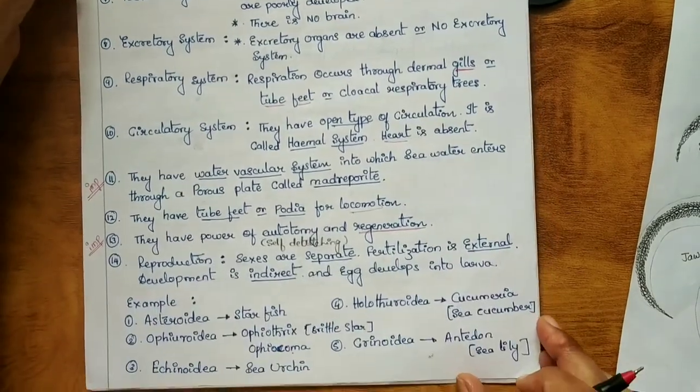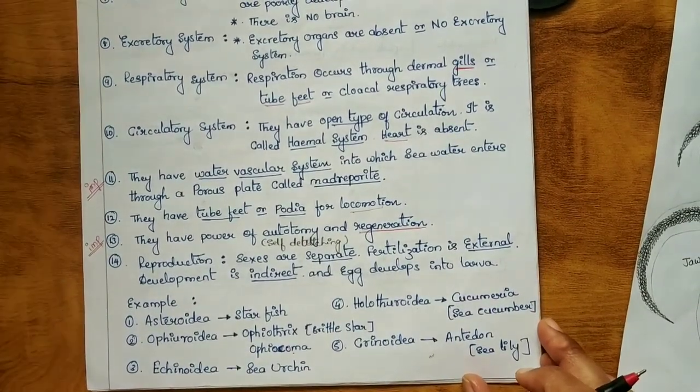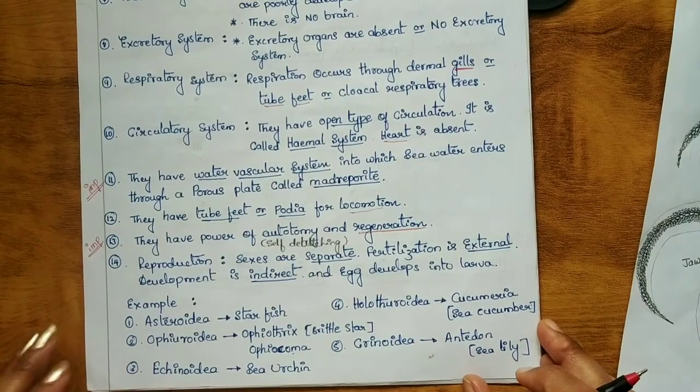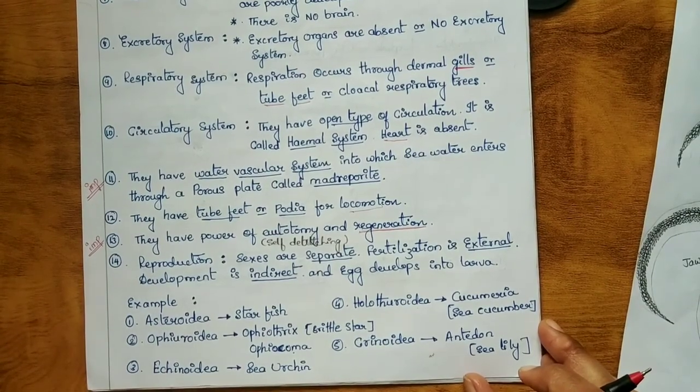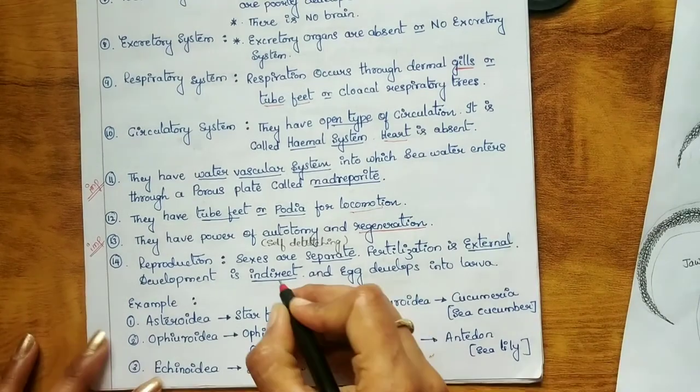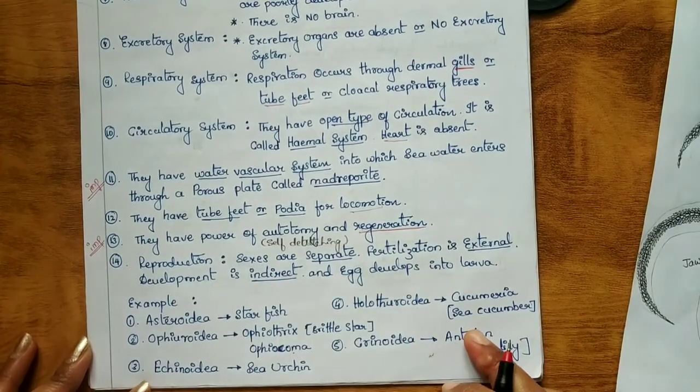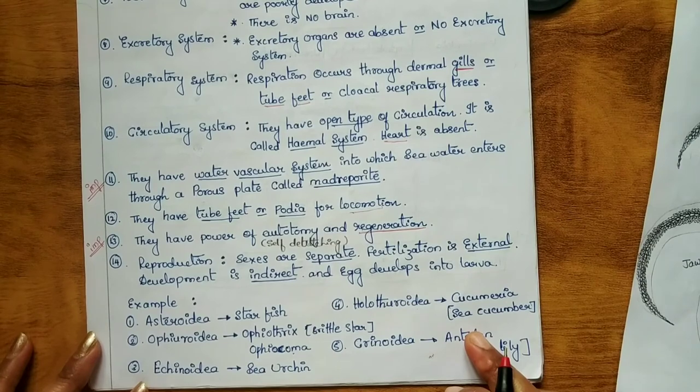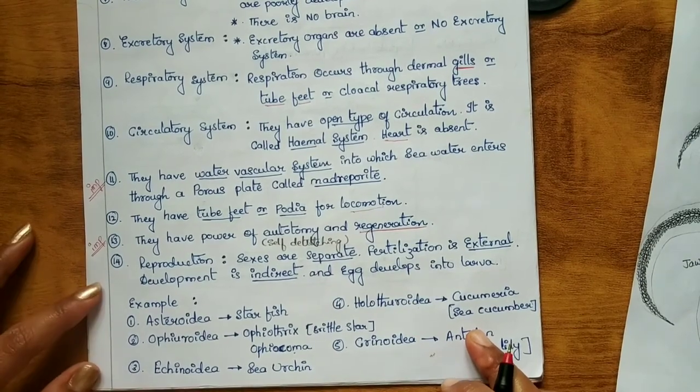Let us move on to a few more terms. Here coming to reproduction, sexes are separate, fertilization is external, and development is indirect. Indirect development means they have a larval stage in their life history, which means eggs develop into larvae. And finally, we are at the classification.